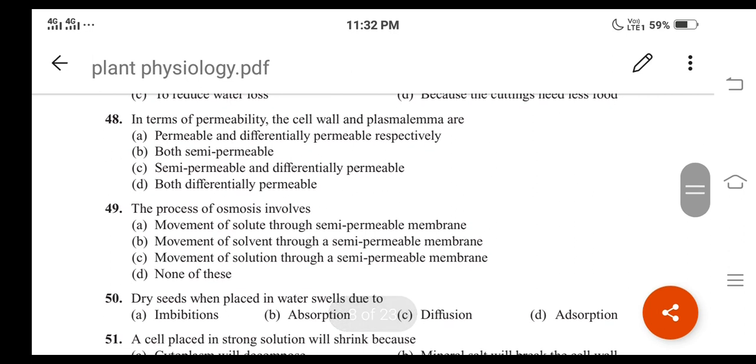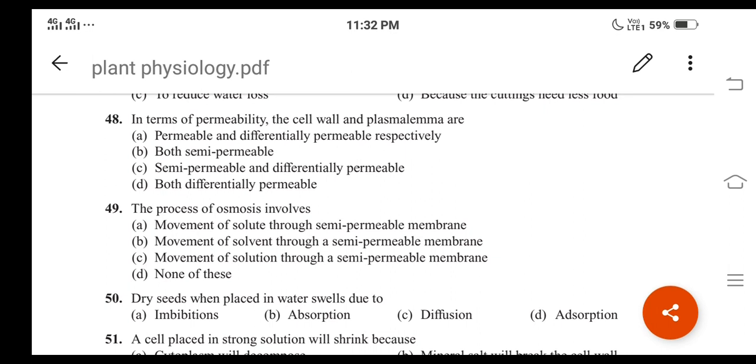In terms of permeability, the cell wall and plasma lemma are, okay, permeable and differentially permeable respectively. Okay, both semi permeable. Then next option, semi permeable and differentially permeable. Then fourth option is both differentially permeable.